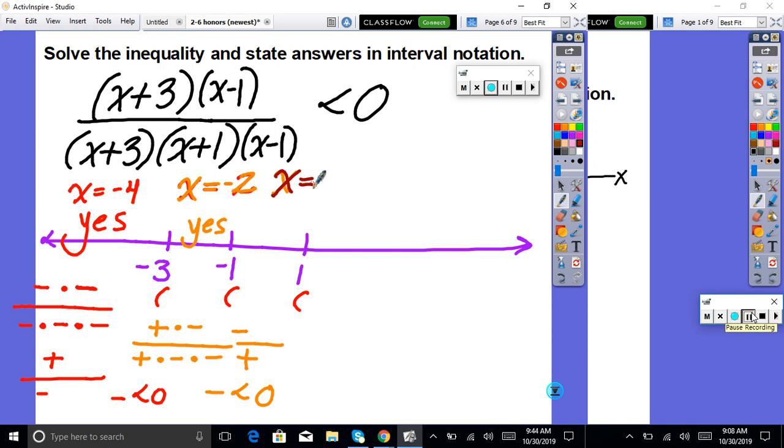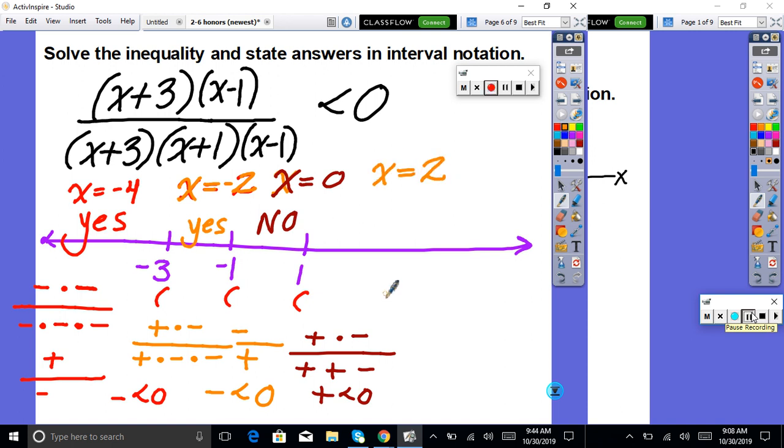X equals 0. Okay, let's plug in 0. You guys tell me once again. Positive, negative. So then that's a negative and a negative, which is positive. Is a positive less than 0? No. Okay, right here, testing x equals 2. So is a positive less than 0? No. Okay, so our answer was yes, yes.